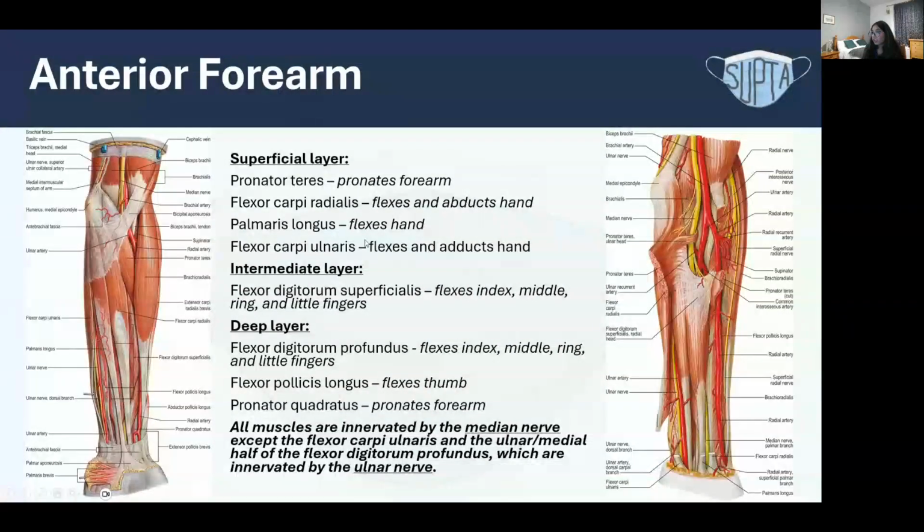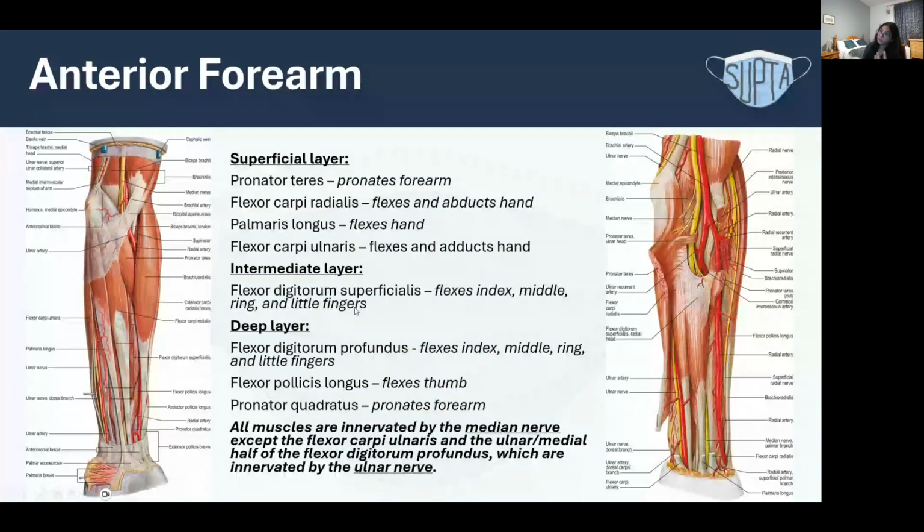The palmaris longus, again, flexes the hand. Flexor carpi ulnaris flexes and adducts the hand. So remember how our anterior arm muscles were flexing our forearm? These muscles flex our hand. So anterior flexion, posterior extension. If you consider their position as well, you'll understand how they flex the hand. Think of their position. So then we have flexor digitorum superficialis.